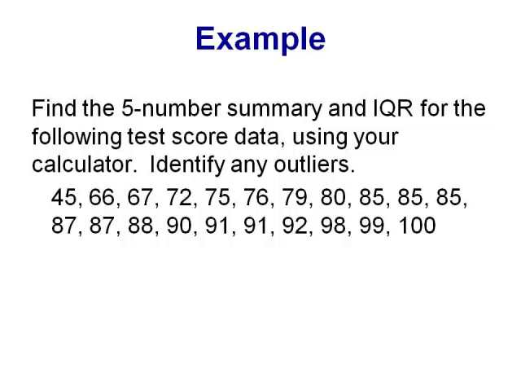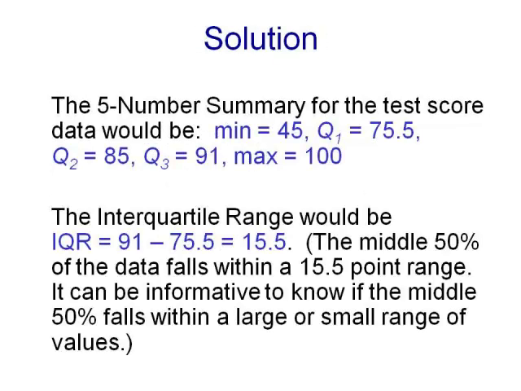So I would recommend just doing this on your calculator. You'll go to Stat Edit and put all of those numbers in, and then go to the 1-var stats under Stat Calc, and then scroll all the way down, and that's going to give you your 5-number summary. When you do that, you find the 5-number summary here, minimum 45, Q1 is 75.5, and so on. And then we can use that to calculate the interquartile range. That's Q3 minus Q1. So that's going to give us 15.5. That means the middle 50% of this data falls within a 15.5 point range.